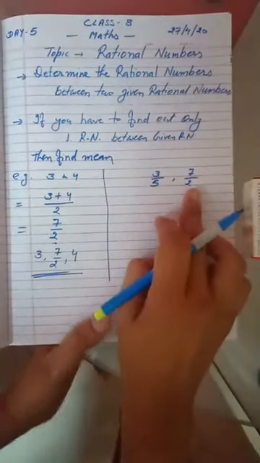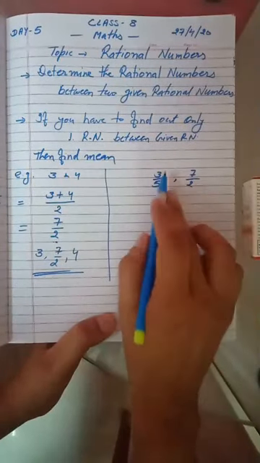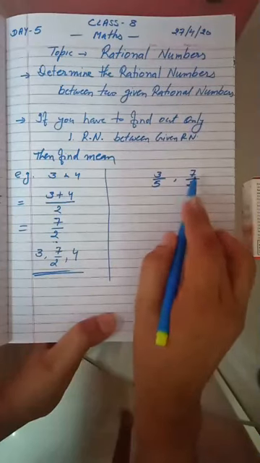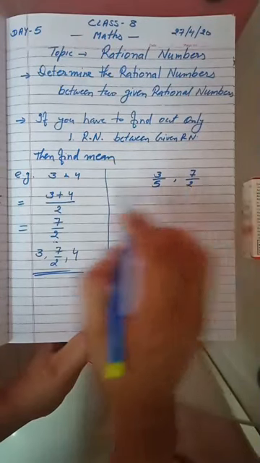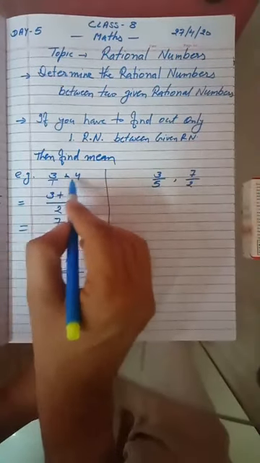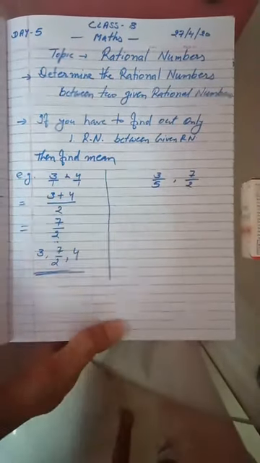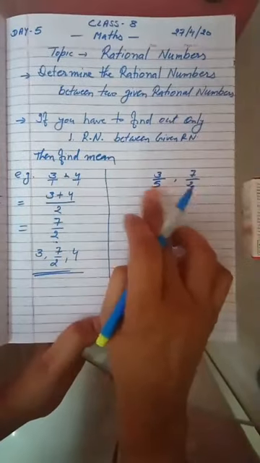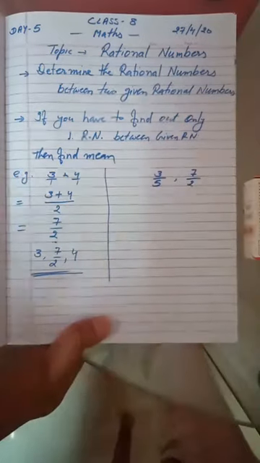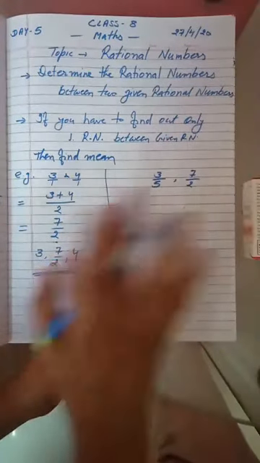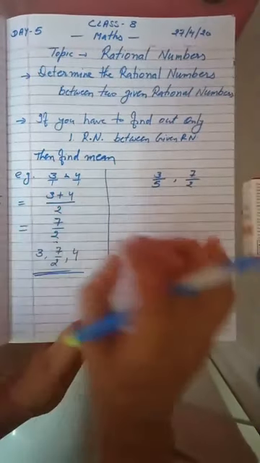If the numbers are given as rational numbers where the denominators are not the same, look here: 3 upon 5 and 7 upon 2. Both denominators, 5 and 2, are different. Whenever denominators are the same, we can use the mean. But here the denominators are not the same, so we first have to make the denominators the same. Whenever you are solving any problem, the first step is to make the denominators the same.